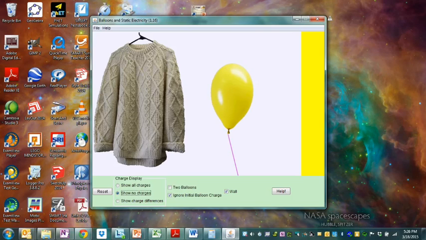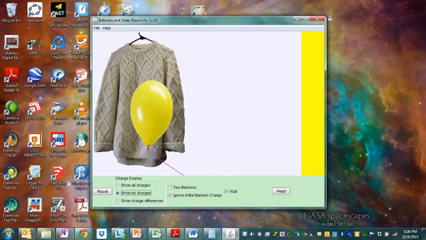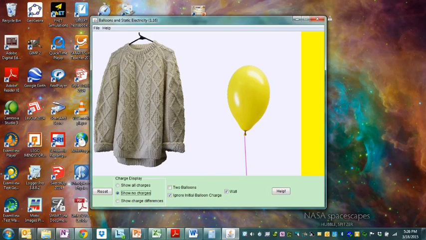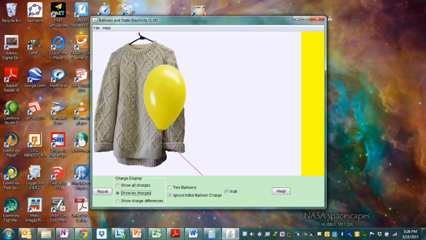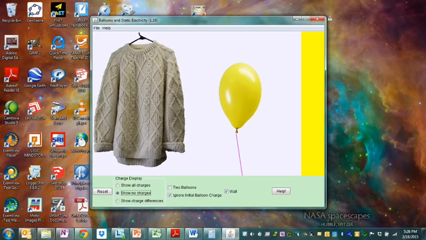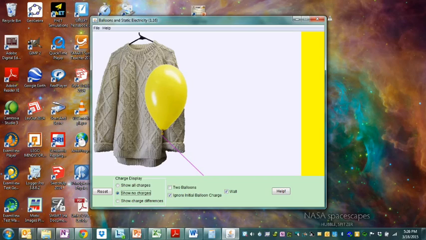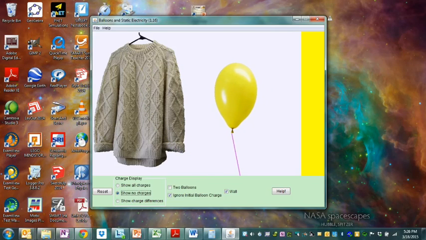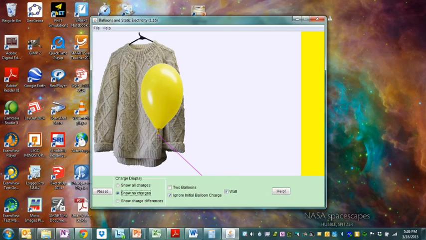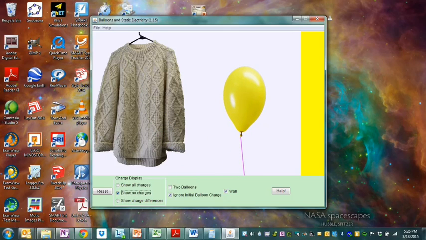But something interesting happens when I rub this balloon on this sweater. Now, if I let this balloon go, interesting, it's attracted to the sweater. So there's some strange force that I somehow made by rubbing this balloon on this sweater. And what's even weirder is if I decide to push it against this wall, the balloon is actually attracted to the wall.